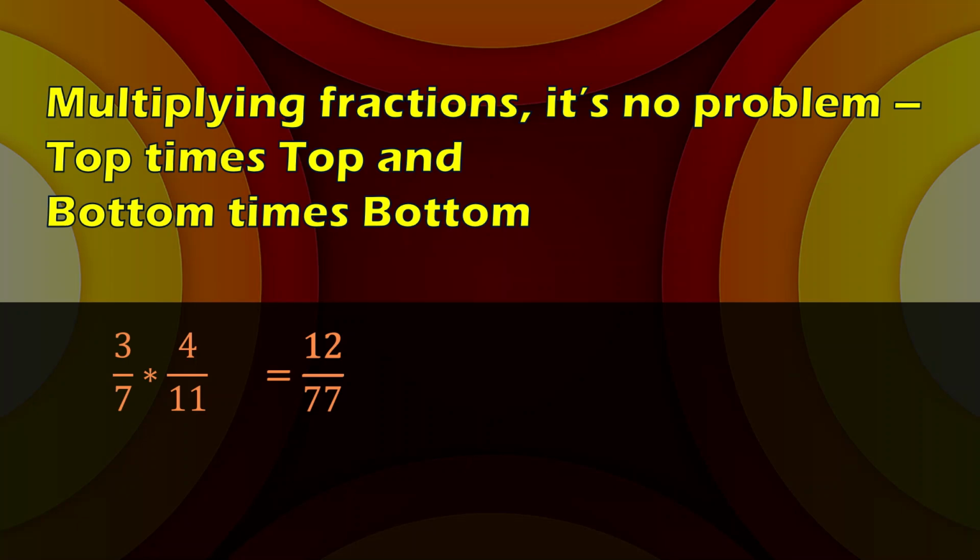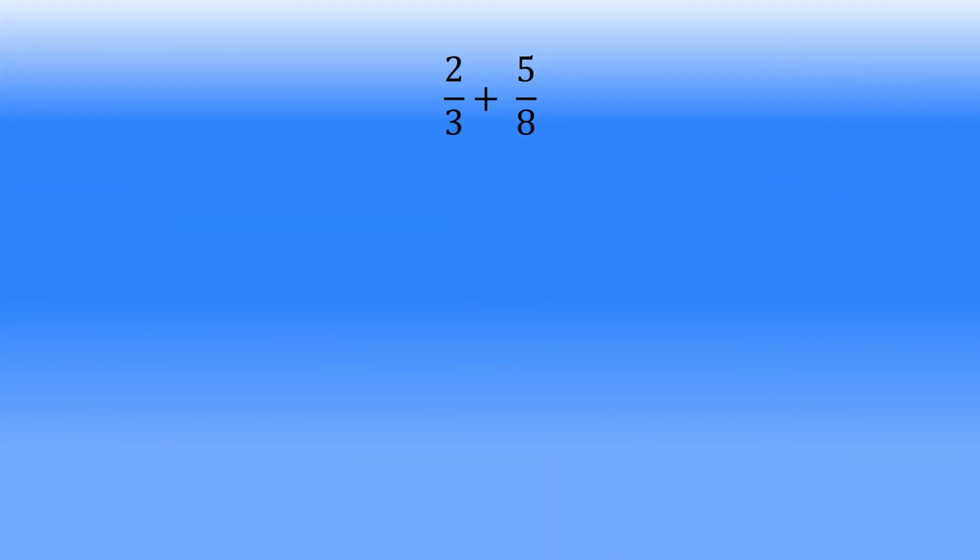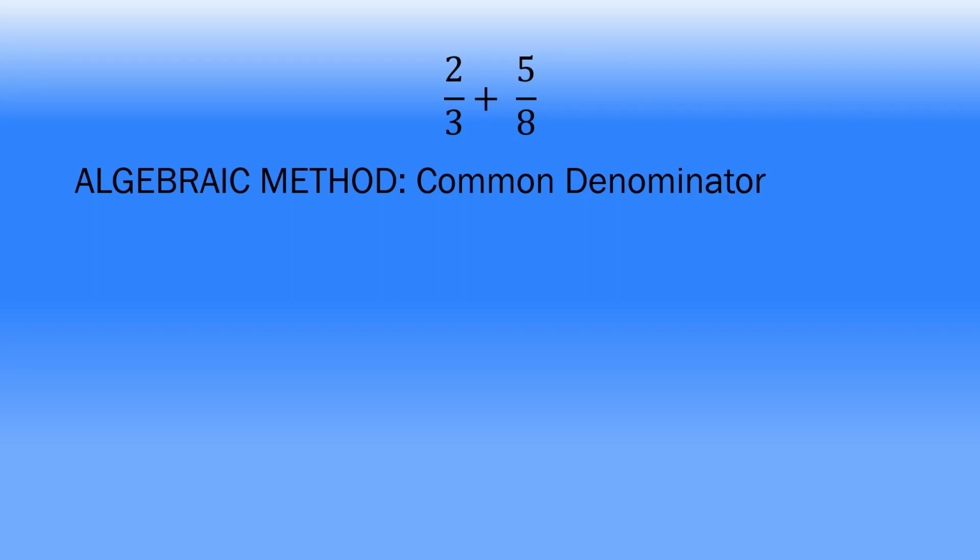That's it. Great job. So let's talk about adding fractions. Remember, when we add fractions, we want to think common denominator. So if I had the fraction 2 over 3 plus 5 over 8, the first way I'm going to show you guys is what we talked about, common denominator. This is what your algebra teacher would have taught you. A common denominator of 2 over 3 and 5 over 8. Now remember, the denominator is the bottom number. To me, the easiest way to find a common denominator is to use both numbers.